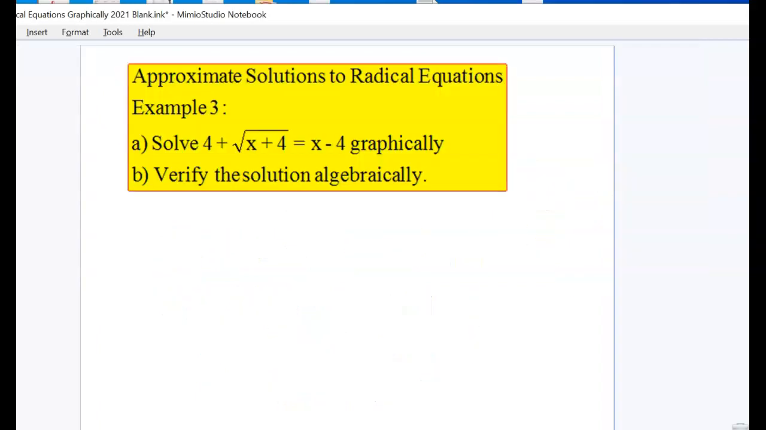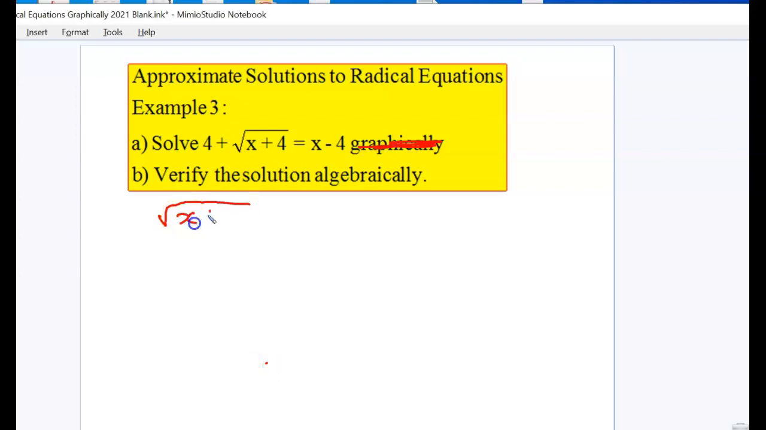Okay, the last one is we're finding approximate solutions to radical equations. We're not going to worry about this one graphically. We're just going to do it algebraically, because when we're trying to approximate solutions graphically, we're just guessing, and it's not a very valid way to do them. So let's do this one algebraically.